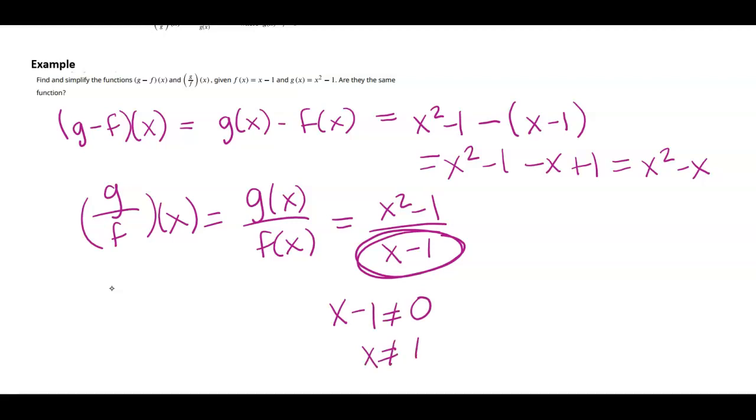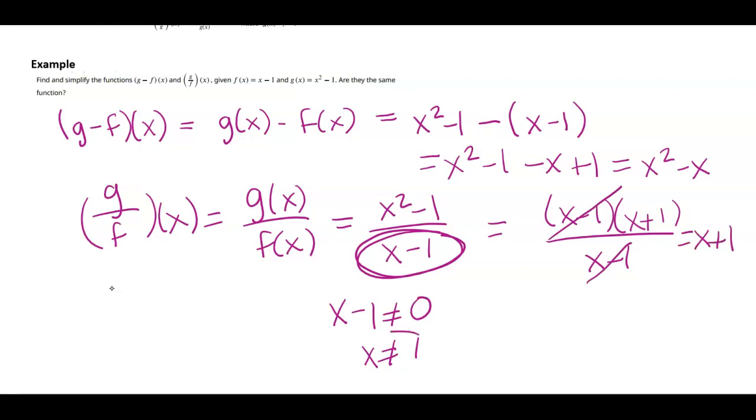Now we need to simplify this. I'm going to do that by factoring the top. It's a difference of squares. And then I have a common factor in the top and the bottom. And so this is equal to x plus 1, except I still have this domain restriction because of my original function here. And they're not the same function. You can see that these are going to create unique functions when we do these types of operations between the two functions.